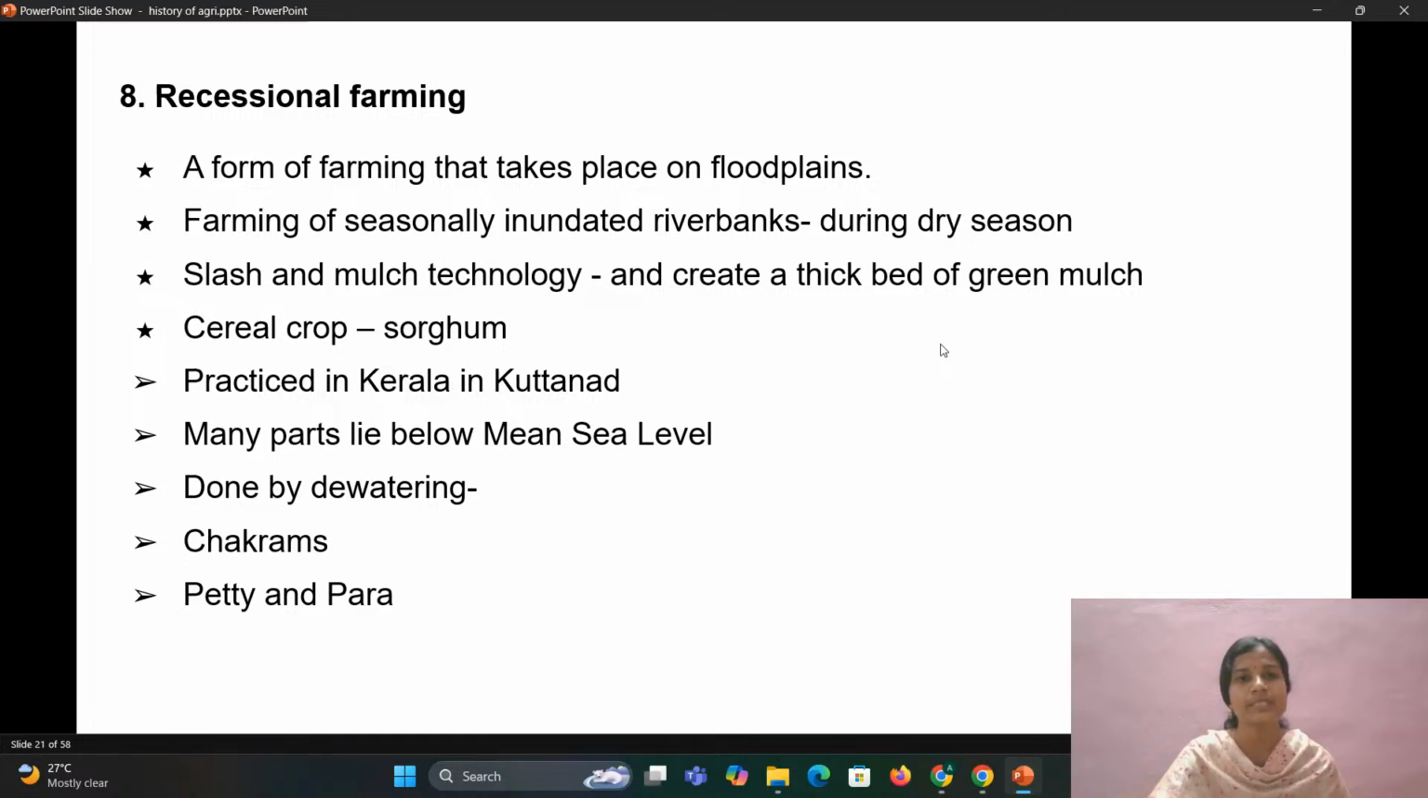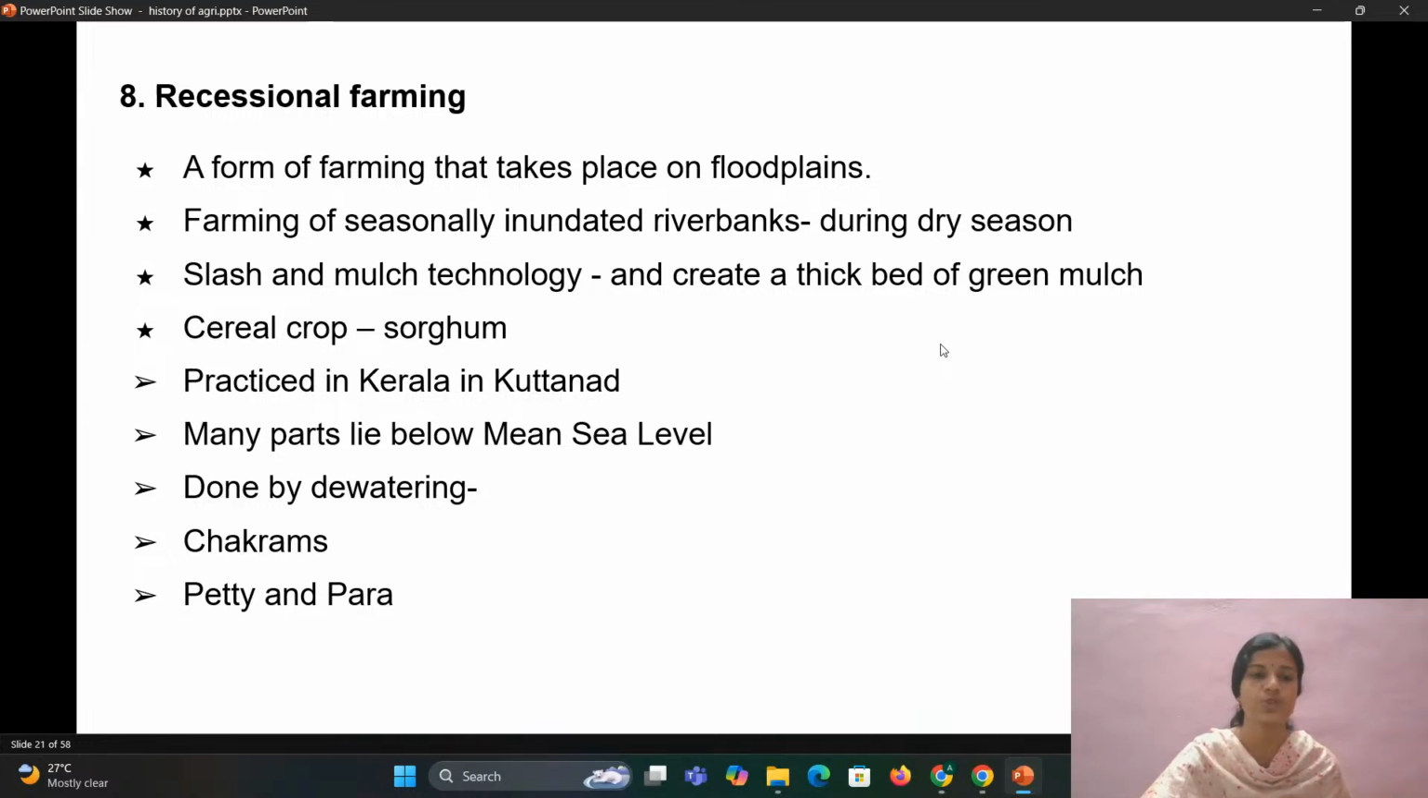This type of recessional farming is practiced in Kuttanad in Kerala. Kuttanad is a region that is below the mean sea level, and once the heavy rainy season is over, water is let out of the field by dewatering, using specialized pumps, and rice cultivation is undertaken in that region. So Kuttanad farming, or rice farming in Kuttanad, is a type of recessional farming.